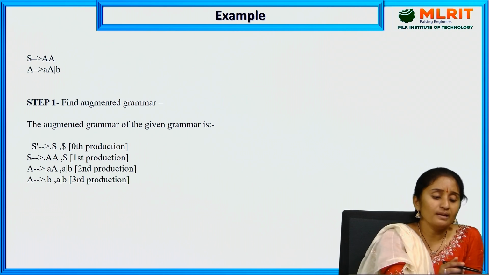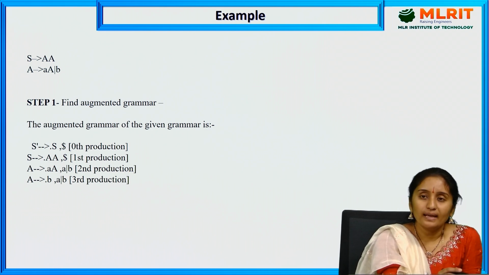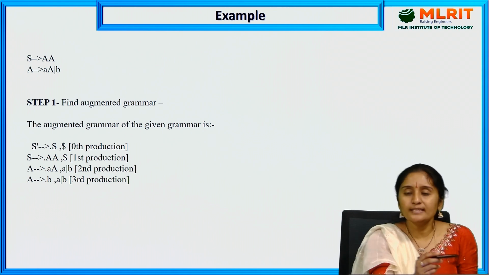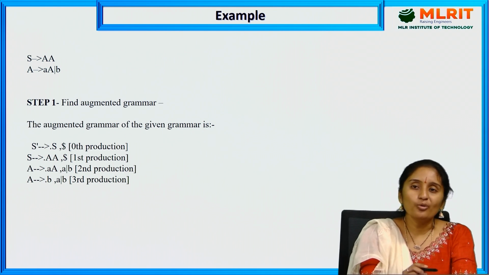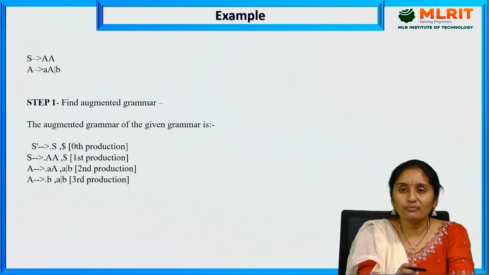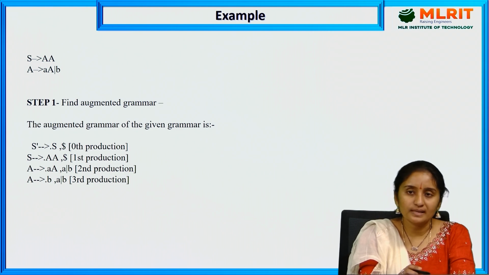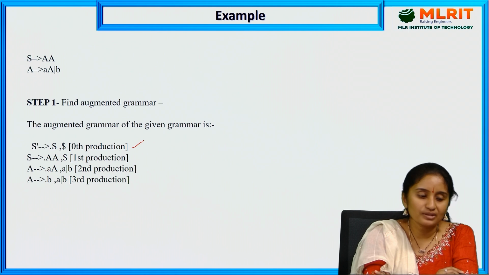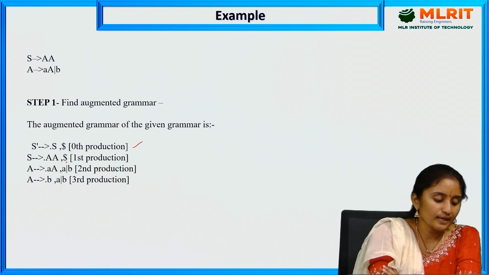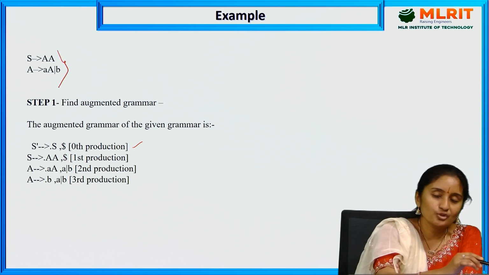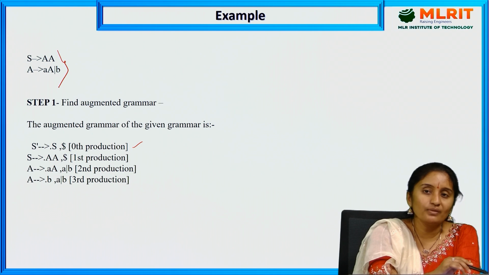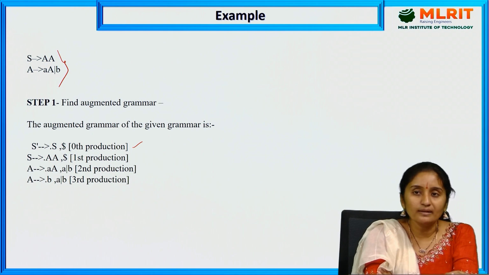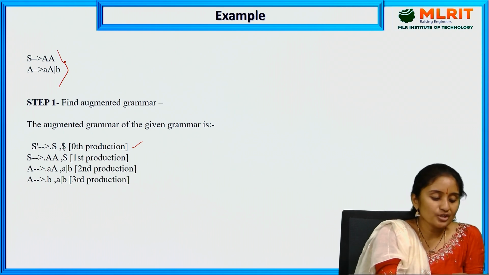So let us take one example and construct the LALR(1) parsing table. It is the same as the previous one. The only difference is in the construction of the LALR(1) parsing table. So this is the augmented grammar which we have constructed: S' → .S. This is our original grammar, and to this original grammar we are going to add the augmented production, S' → .S.